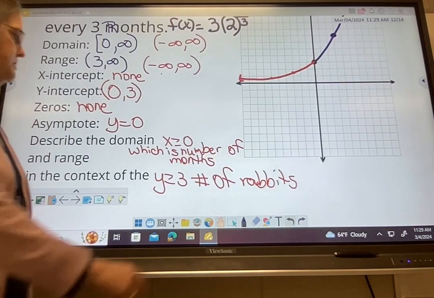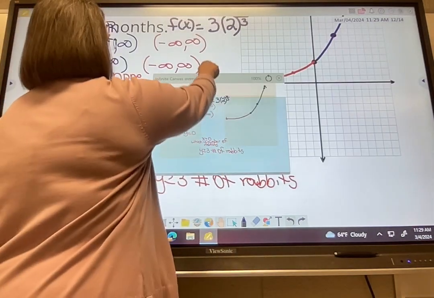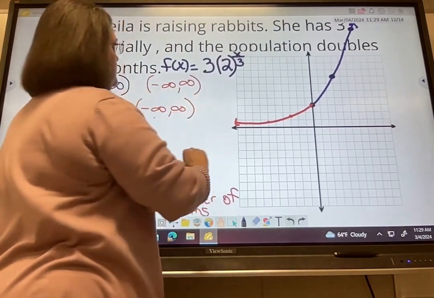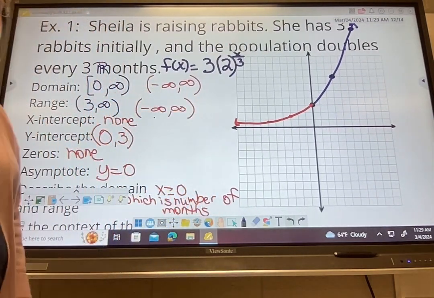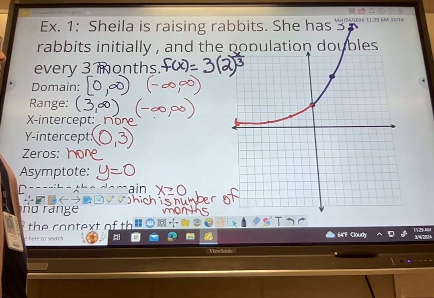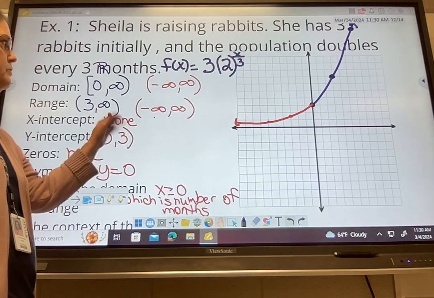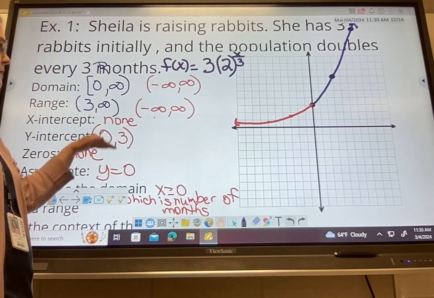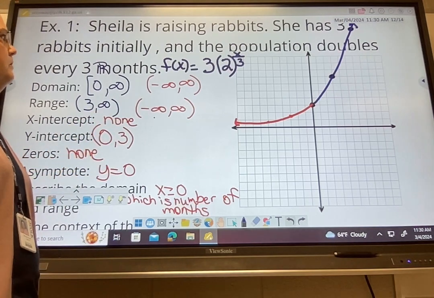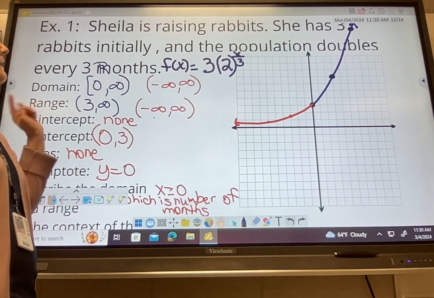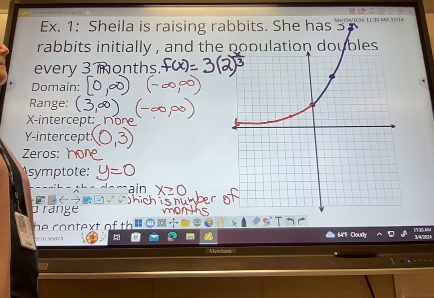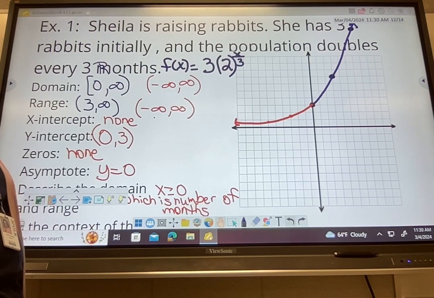Okay, here's our first scenario. And here is the real world example. Before I get started on this example, I put real world in blue, and theory in red. And right here where it's red, that means that they're both the same. So real world and theory are exactly the same there. Sheila is raising rabbits. She has 3 rabbits initially, and the population doubles every 3 months.